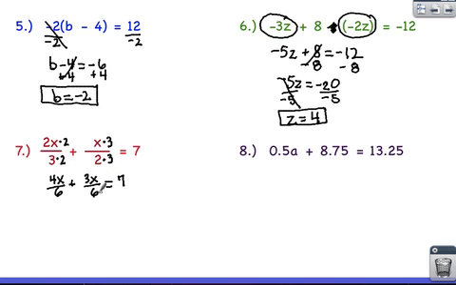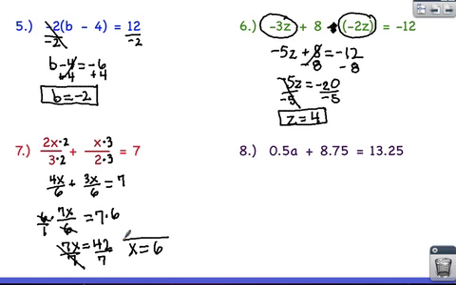Now that we have a common denominator, we keep our denominator when adding fractions, and we add up our numerators. 4x plus 3x is 7x. Now I can get rid of the denominator by multiplying both sides by 6. And we get that 7x equals 42. And now we divide both sides by 7 to get x equals 6.